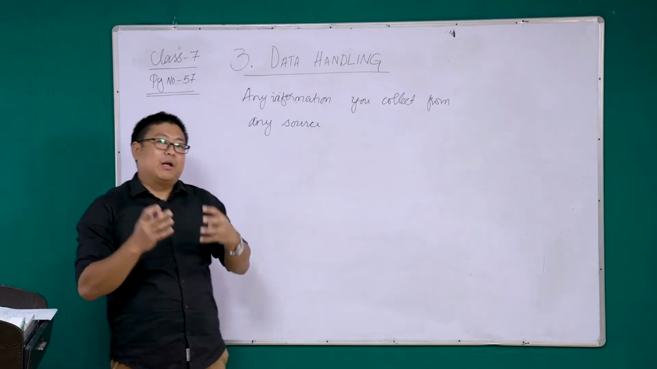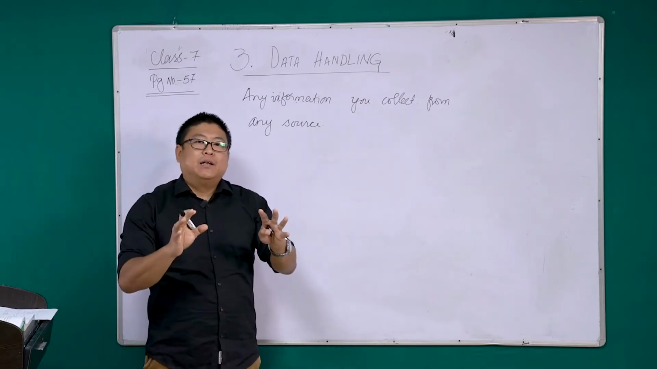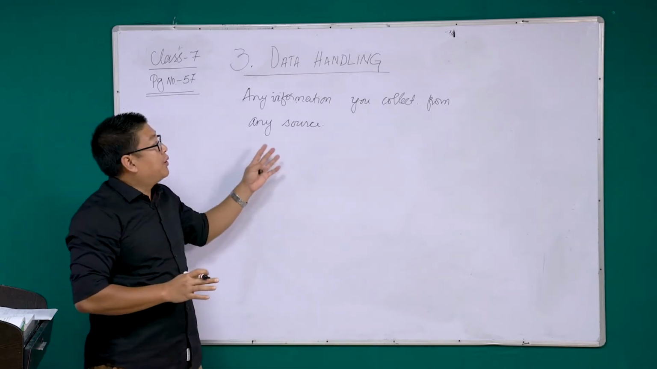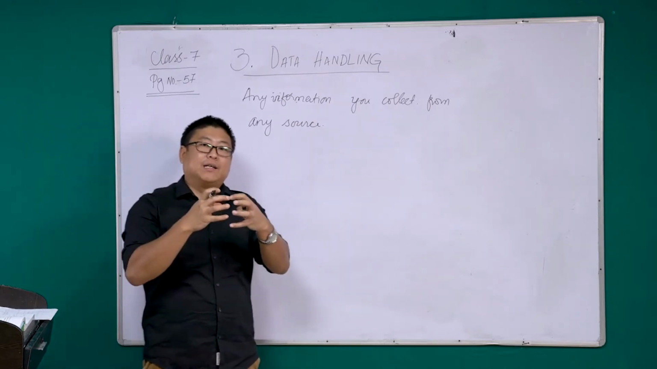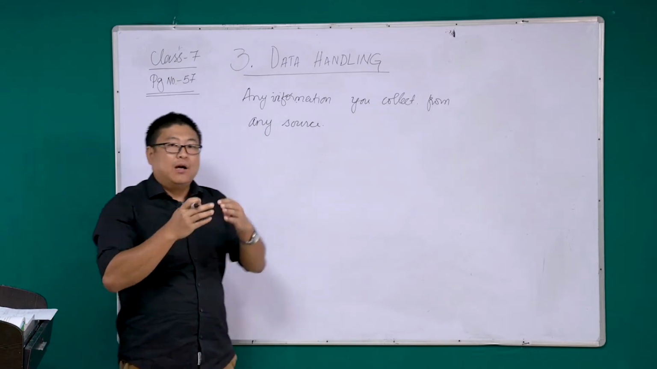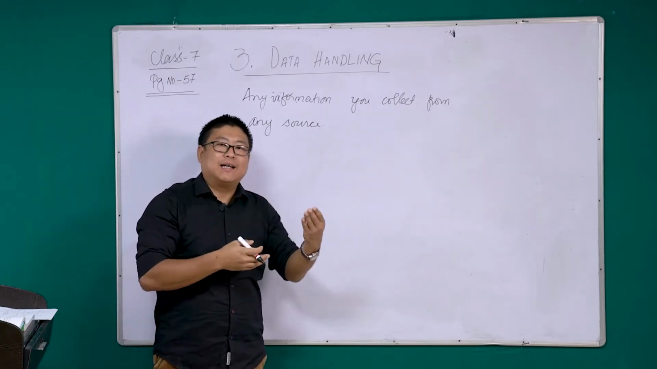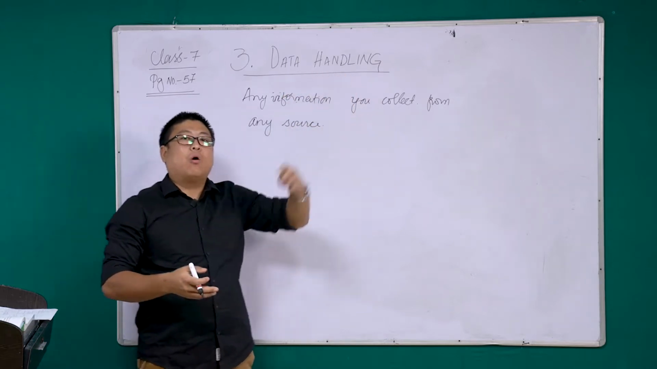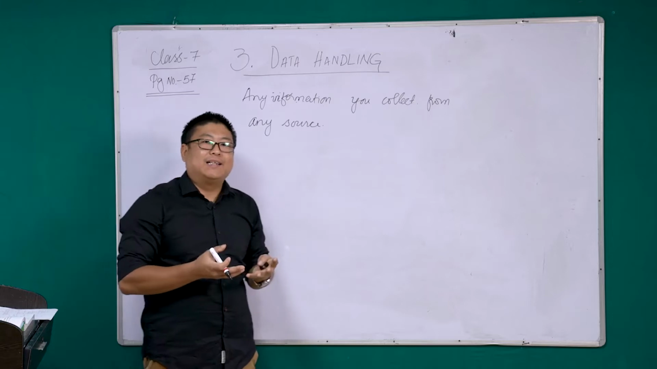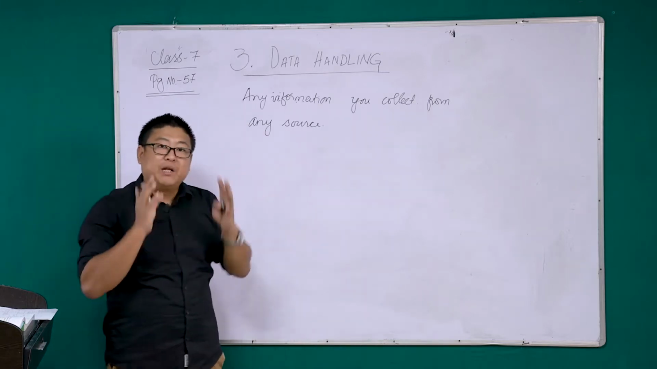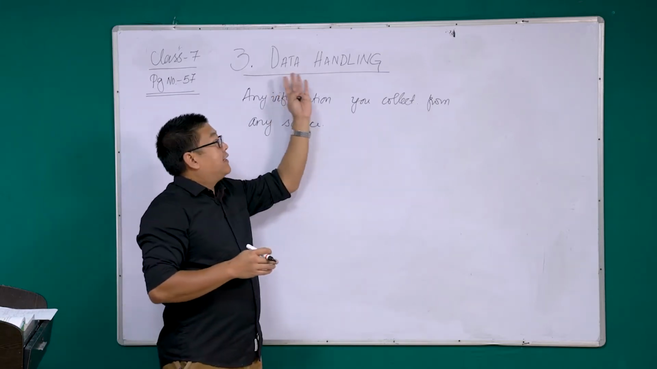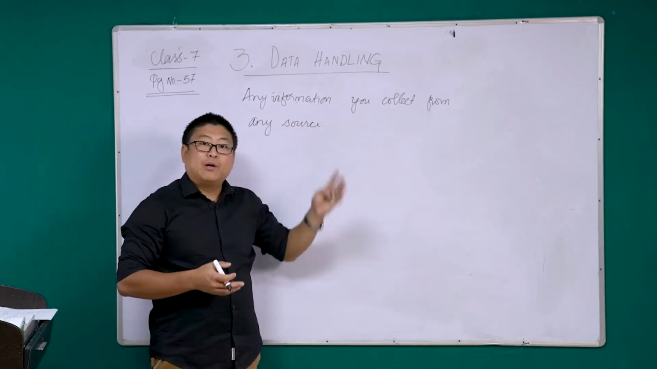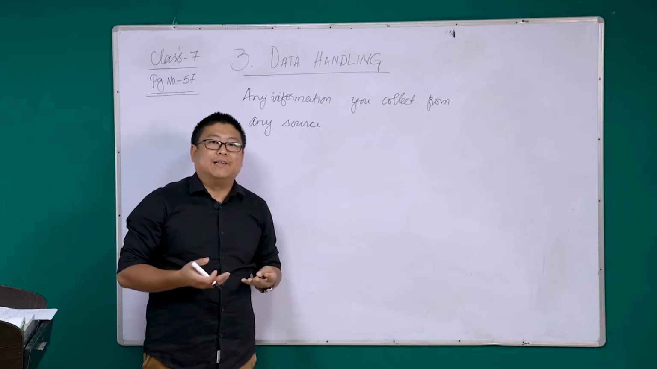Now, whatever you collect, you cannot just keep it like that. You cannot just keep it disarranged. Now what you're going to do is you're going to organize it. You're going to make it in such a way that when you look at it, you'll be able to understand it quickly. So the next part is handling. Handling means organizing data, organizing something so that it looks meaningful to you. So data handling is nothing but organizing data so that you'll be able to understand it quickly and easier.